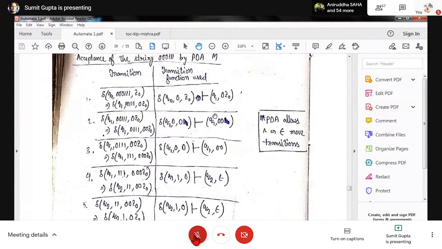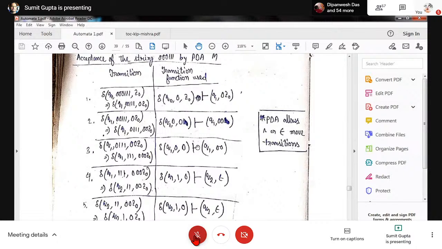It means that when the read head is pointing at state Q1, and 0 is encountered as the input symbol with 0 on top of stack also, so we have 0 on top of stack, and we have 0 on the input tape as an input symbol. So the input symbol 0 has to be put onto the stack. So we have to put the input symbol 0 also onto the stack.